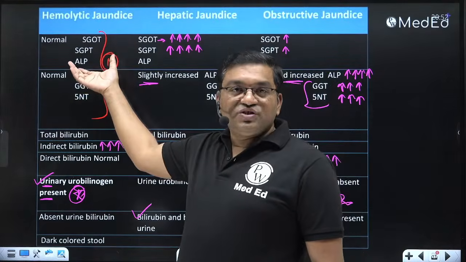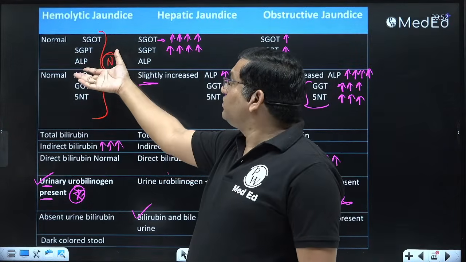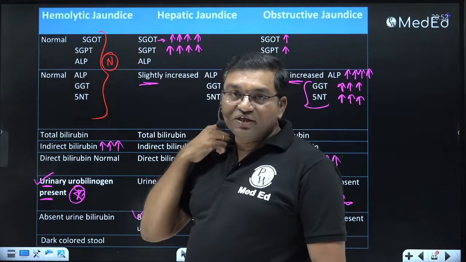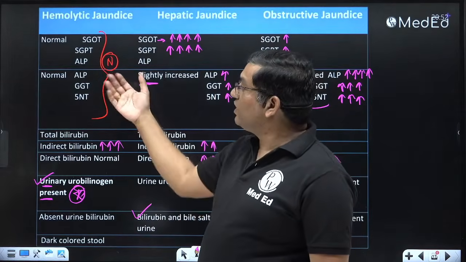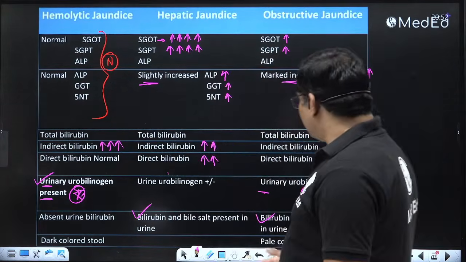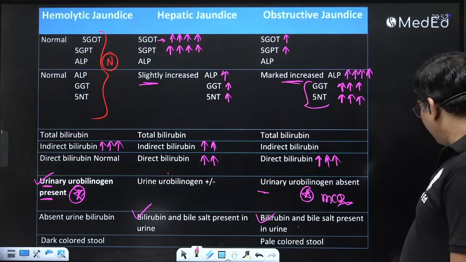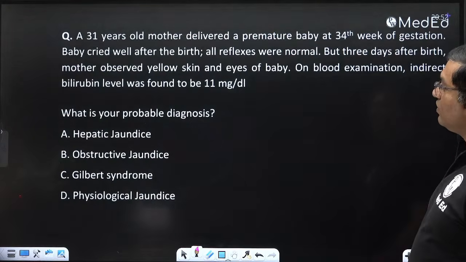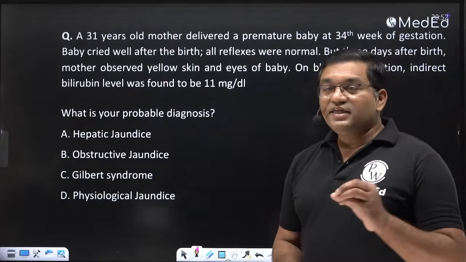Hemolytic jaundice can be there in G6PD deficiency. Hemolytic jaundice can be there in sickle cell anemia, thalassemia. There is hemolytic jaundice also in galactosemia. So these are the different types of jaundice. These are the congenital hyperbilirubinemia. Now see the clinical case.